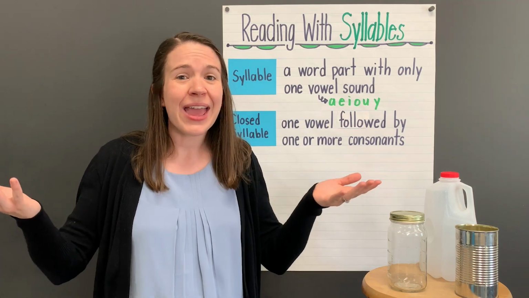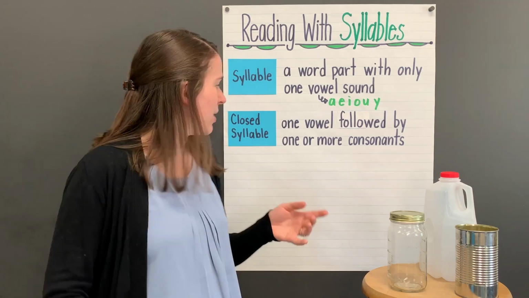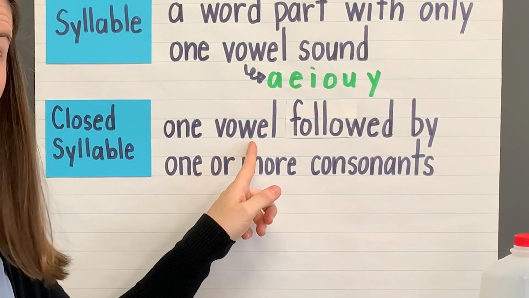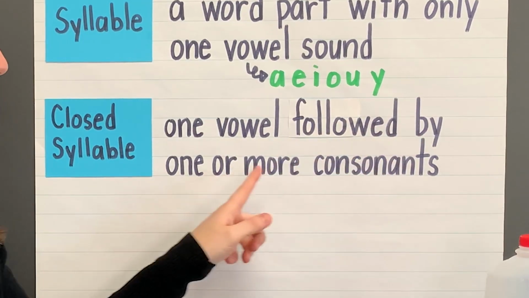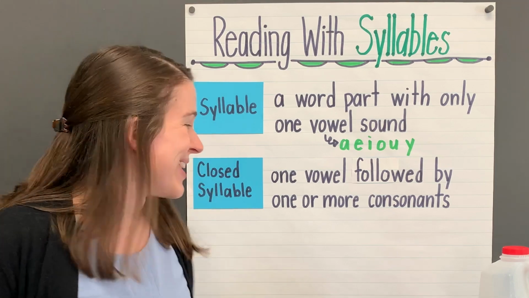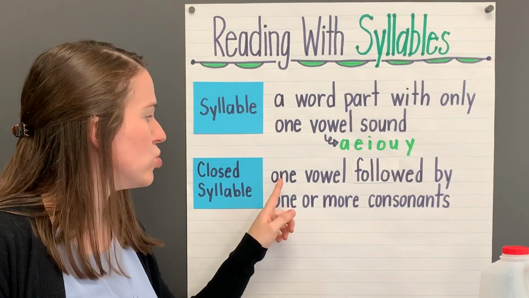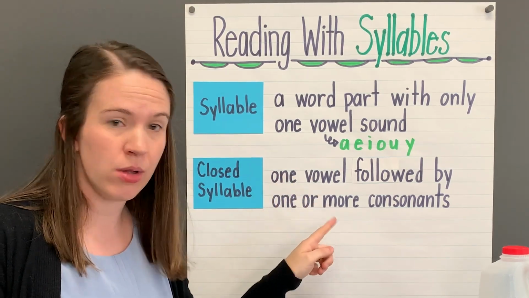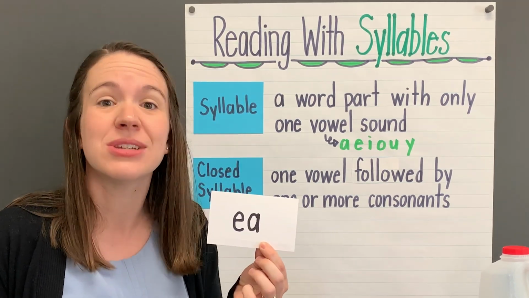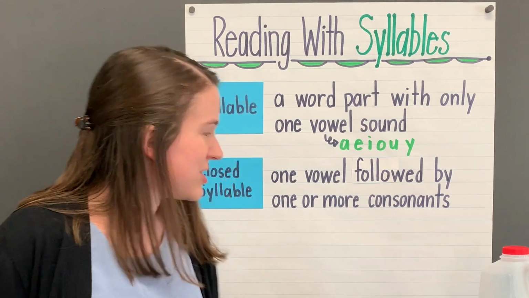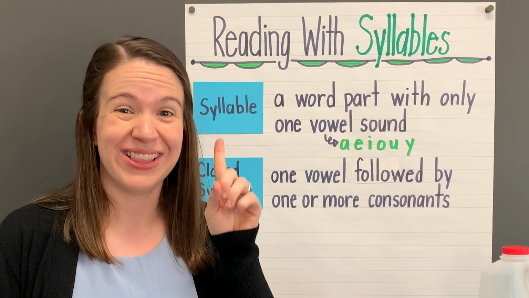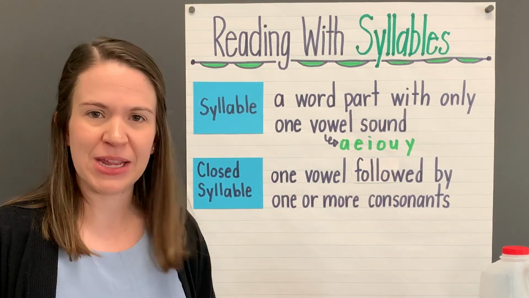Now, what's a closed syllable then? A closed syllable has one vowel followed by one or more consonants. What does that mean? Well, it means that a closed syllable has only one written vowel. You will not see two vowels together in a closed syllable. Instead, you'll see one of the vowel sounds written with only one letter. That's what the first part means.